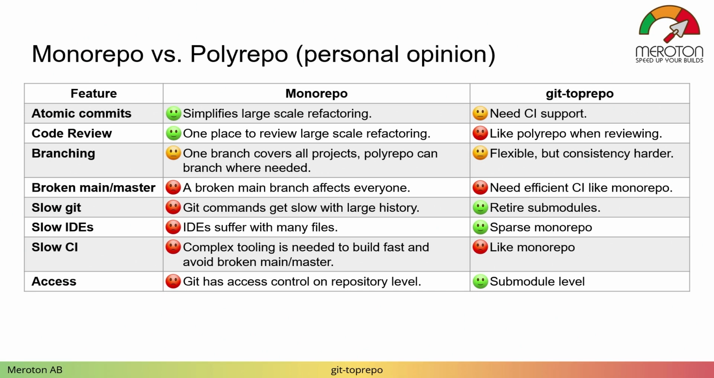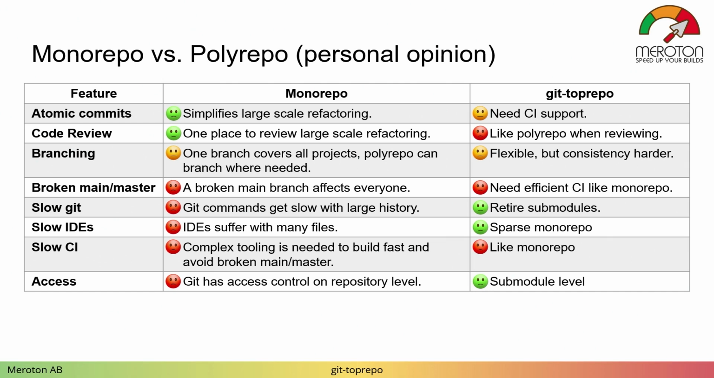But with polyrepo and git-toprepo, you can actually retire submodules. I don't want this submodule anymore. Okay, well, don't fetch it. IDEs might suffer, like with checking out big files. Well, don't check out those submodules. I'm only working in this part of the project, so I'm checking out this part. Slow CI, yeah, as I said before.